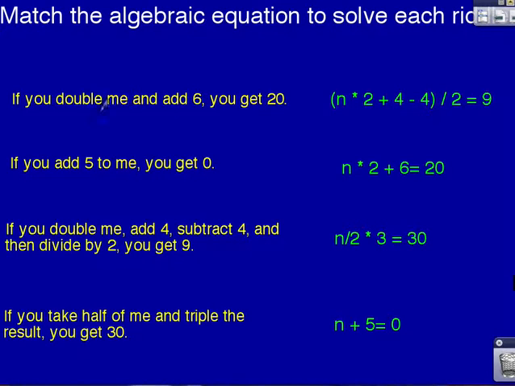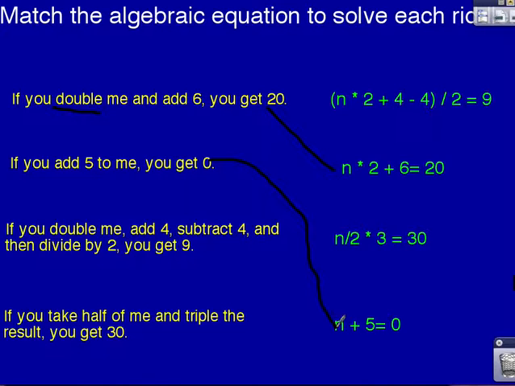The key word here is double. What does that word double mean? It means times 2. So if we're taking a look at our examples, looking at times 2, it should be the first one or the second one. But then it says add 6 to get 20, so it should match up right there. If you add 5 to me, you get 0. Pretty simple one, matching up down here.